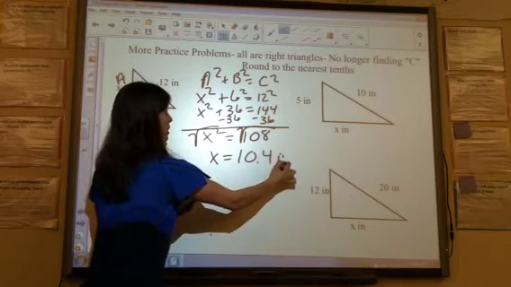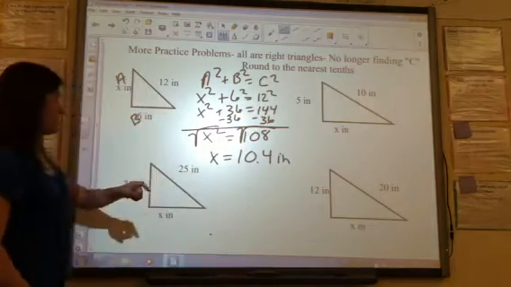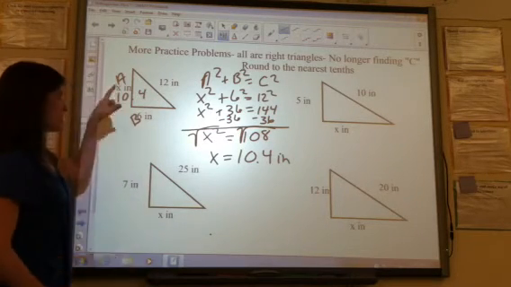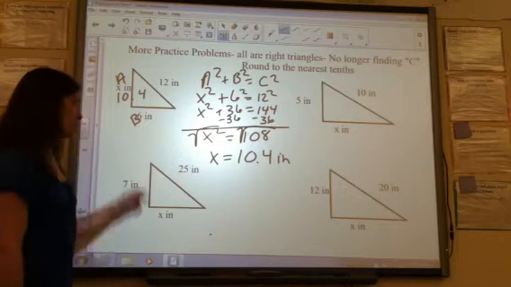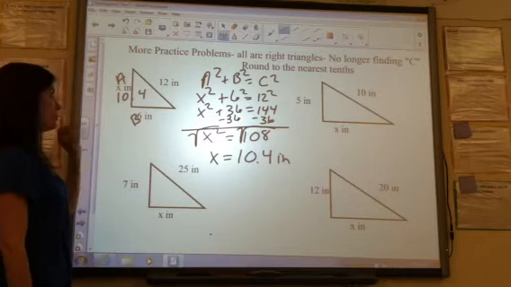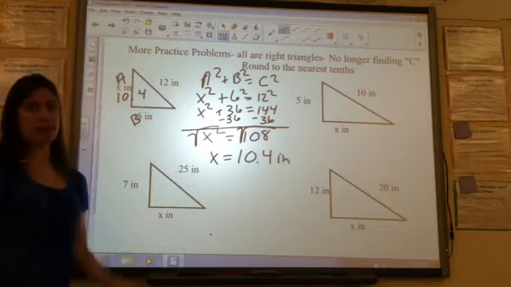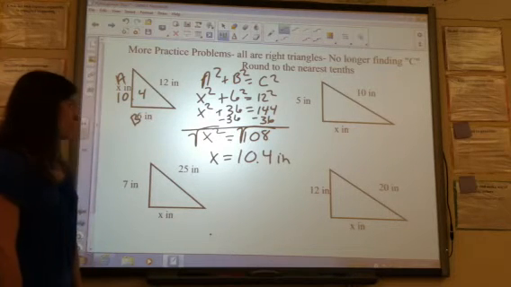And because, again, it tells me to round to the nearest tenth, it would be 10.4. And even though it doesn't look like it, this triangle has one of its legs as 10.4 inches and the other is 6 inches. The beauty of it is I know that 10.4 has to be less than 12 because my hypotenuse has to be the longest side.